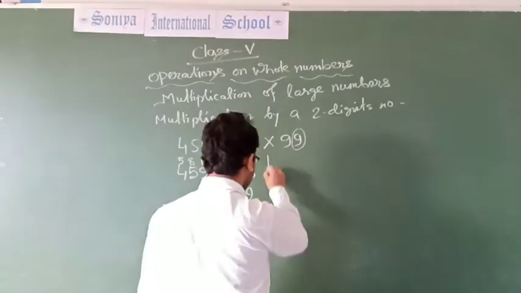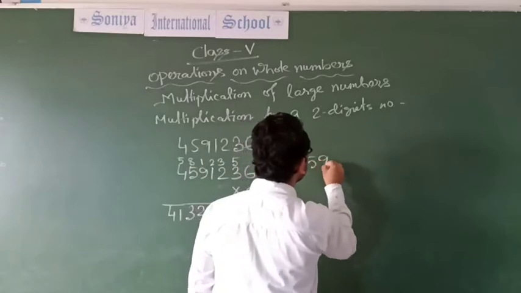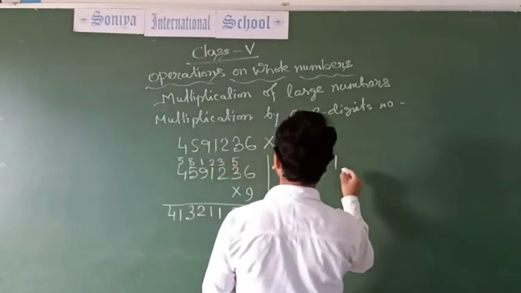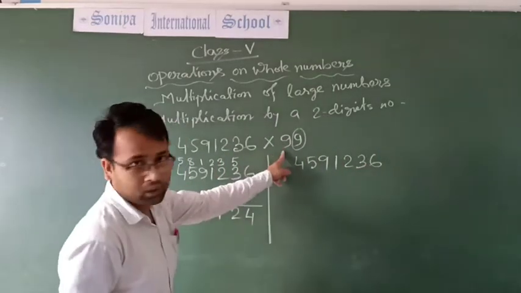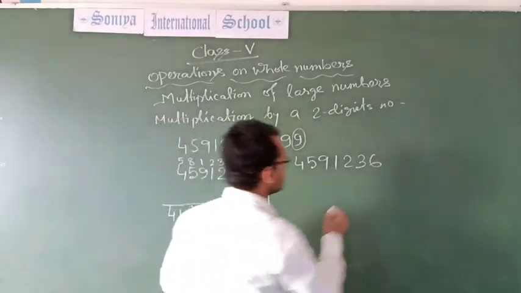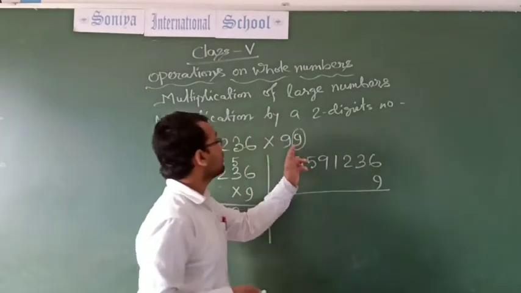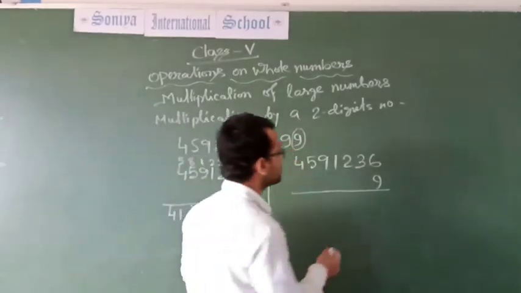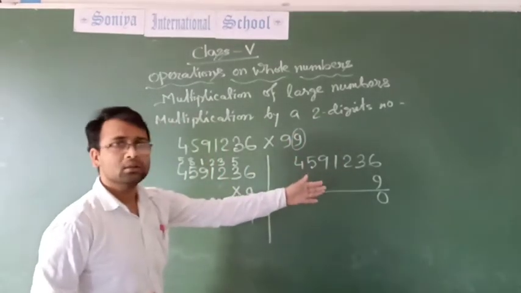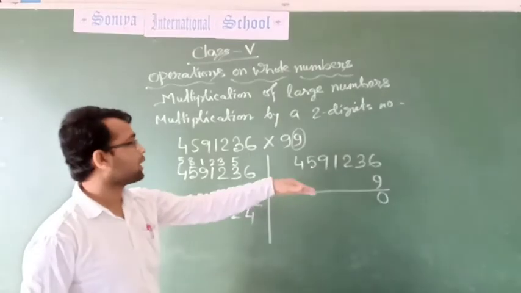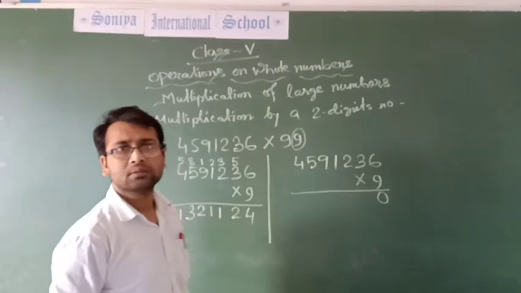So next, 4591236. Which place does this 9 belong to? This 9 is in the tens place. So in the ones place we first write 0. Then again multiply by 9.